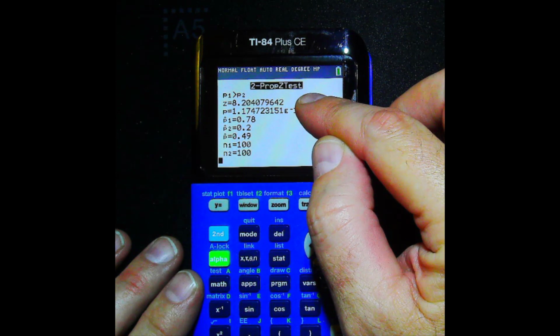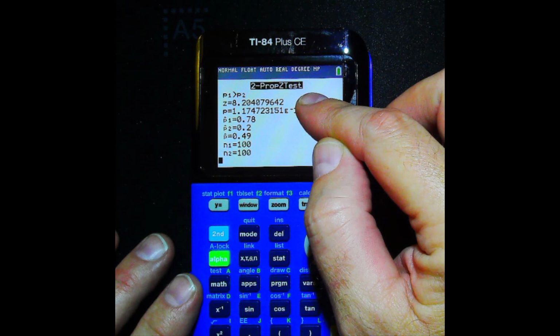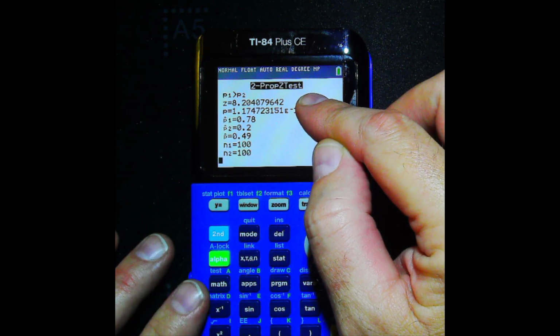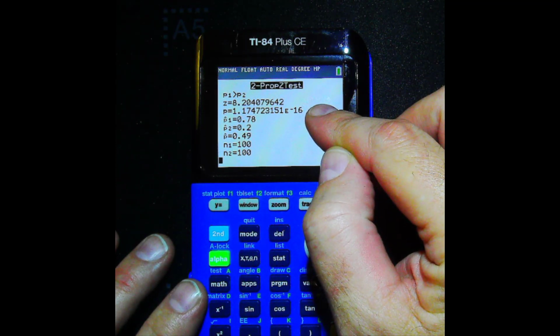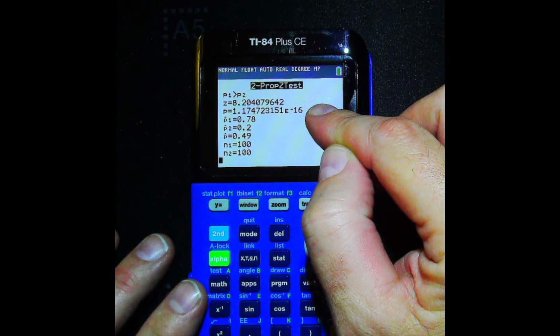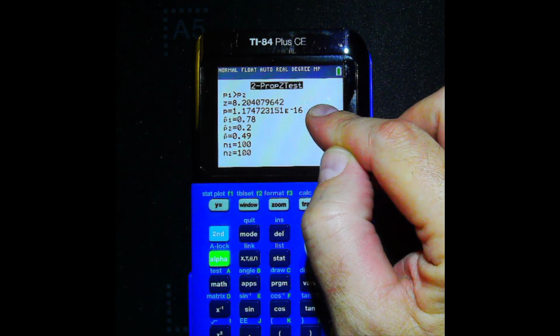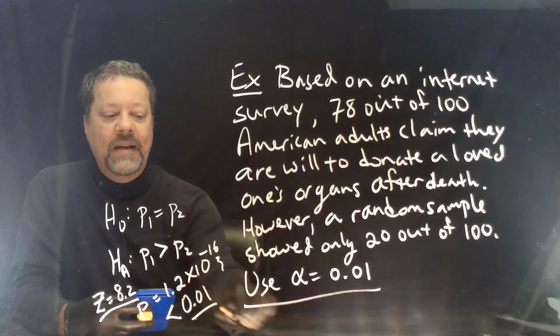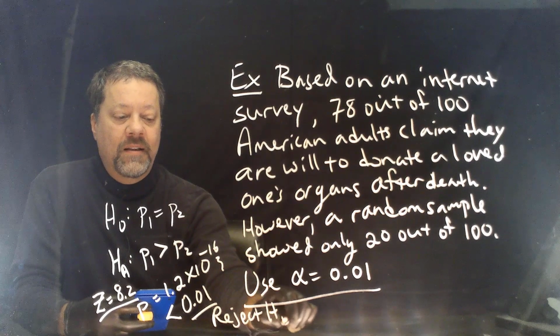Note that the z-score here is 8.2. That's way out in the tail, a very improbable event. And how improbable? That's given by the p-value here, which is 1.2 times 10 to the negative 16. That's a decimal point, 15 zeros, and then the 1. So this is extraordinarily tiny, and we will most assuredly reject the null hypothesis.